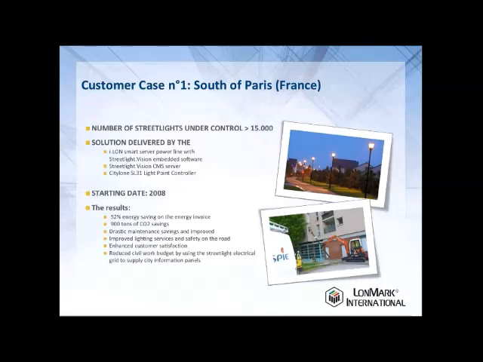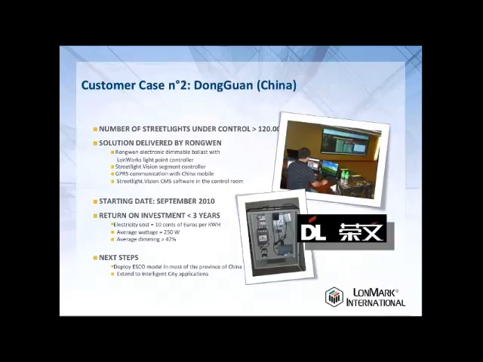The second customer case is the city of Dongguan in China. In this case, we currently have more than 120,000 light points deployed in that city. It's actually growing every month. They are installing new light points all the time. That solution was delivered by Rongwen. We will hear from Eva Wang, the international sales manager from Rongwen, later on during the panel discussion.